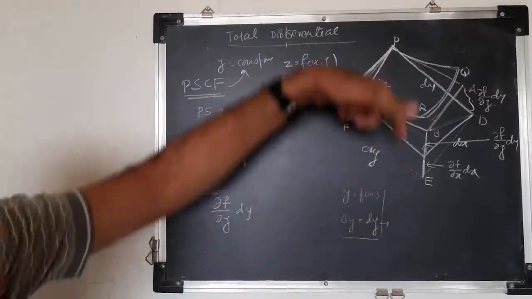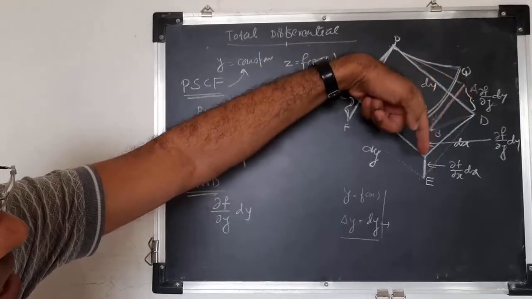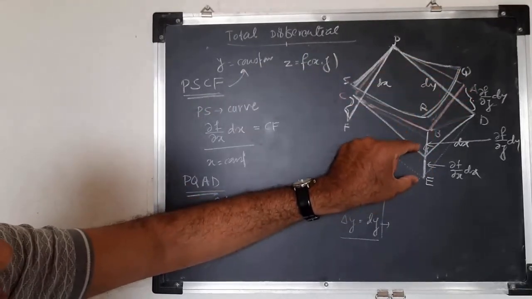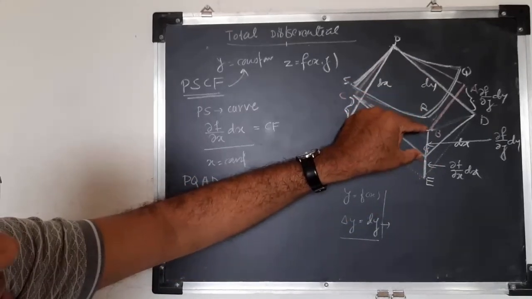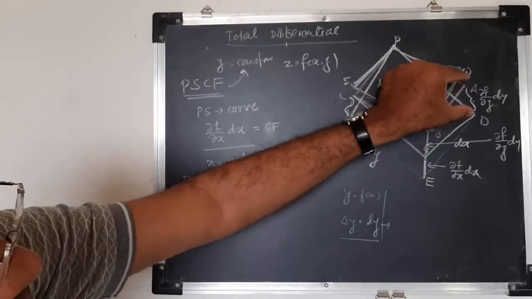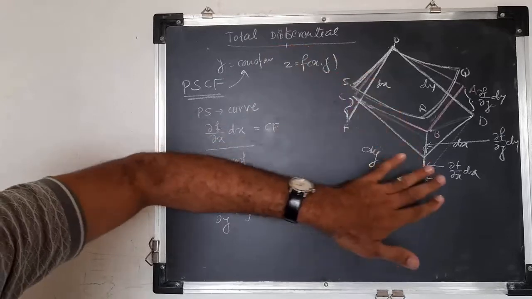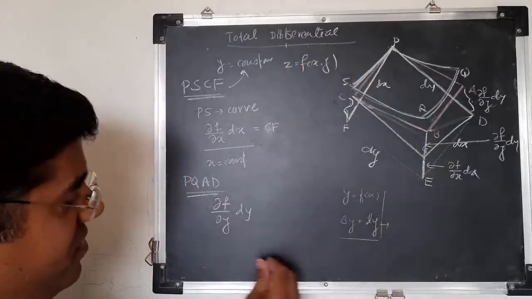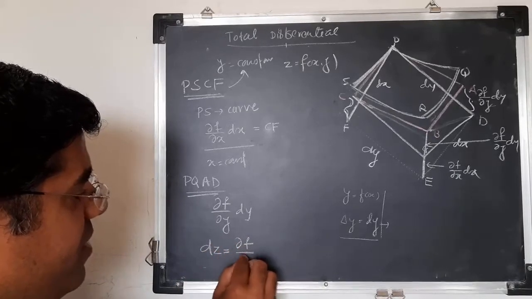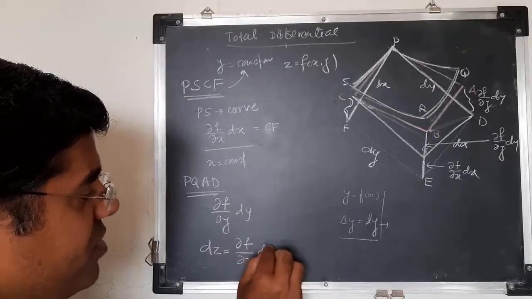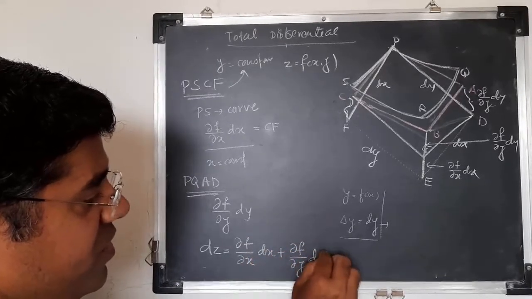Your z axis is the vertical one, so whatever the total change in z is, due to the x component delta f by delta x into dx is this much, and delta f by delta y into dy is this much component. AD belongs to y, CF belongs to x, and you can find out the dz. So this dz is nothing but delta f by delta x into your dx plus delta f by delta y into your dy.